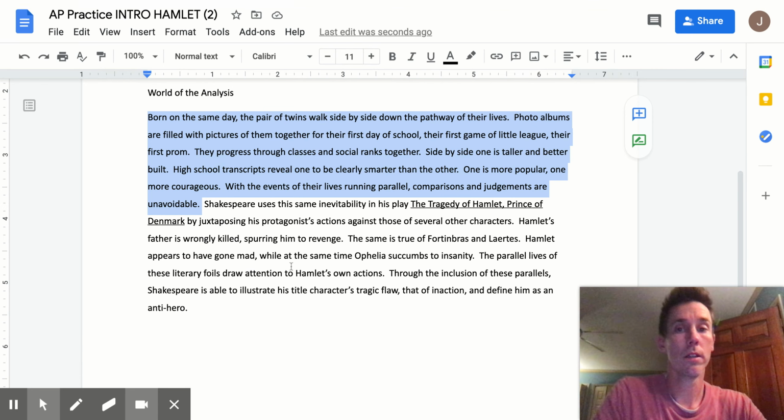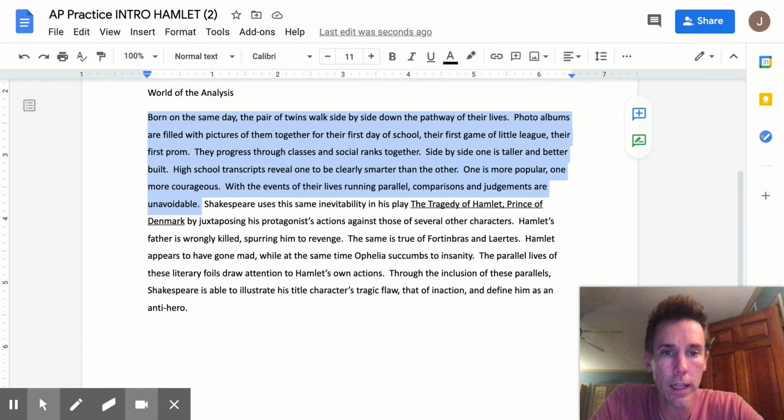So that's the hook. You see, if I highlight that, it's almost half of the paragraph. We'll talk about that in a minute. It's too long. But you see underneath there this idea of going for the concept that with the events of their lives running parallel, comparisons and judgments are unavoidable, because side by side, people are looking at them and comparing them. Like Fortinbras and Hamlet, Laertes and Fortinbras. I mean, Laertes and Hamlet, we'll be getting to that.